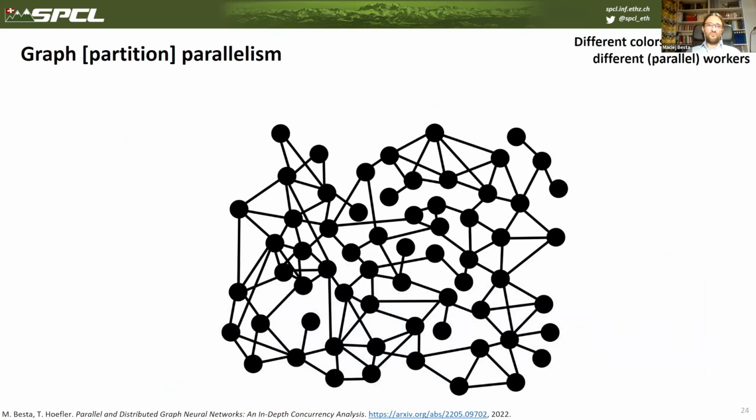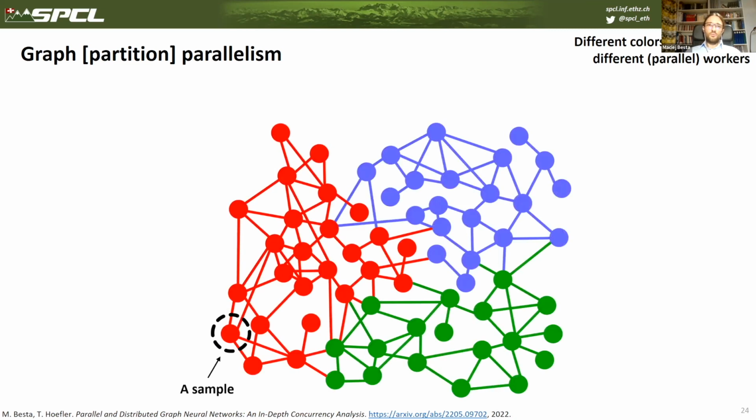So let's start with graph partition parallelism, right? In this setting, we are going to focus on samples which are single vertices, right? So our setting is the common one, where we have a large single graph that we want to process and run some predictions for, with one vertex being a sample. And now we can split this graph across different parallel workers, right?